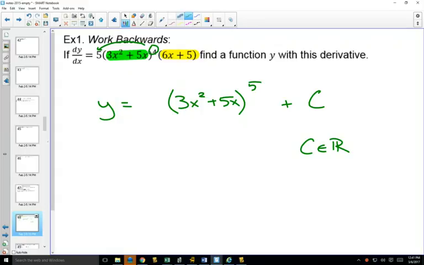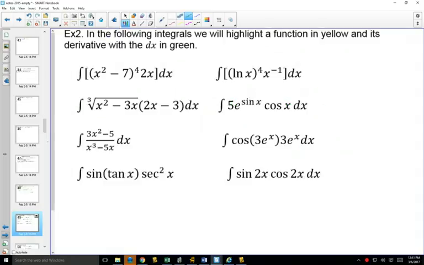But sometimes we're going to get functions that have been partially simplified. Like they might multiply the 5 times the 6x plus 5 and have 30x plus 25. And it's not going to be as easy to work backwards. So we develop a technique which is called integration by substitution to help us do that. The first thing for using integration by substitution is to be able to recognize when a chain rule has happened. And if that chain rule has happened, what are the parts?